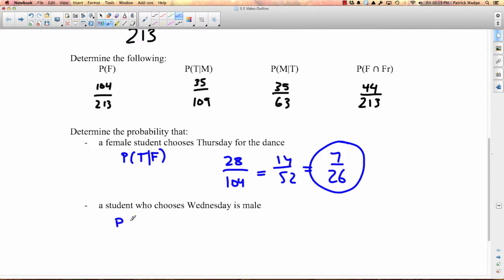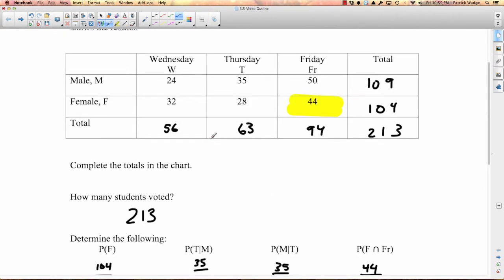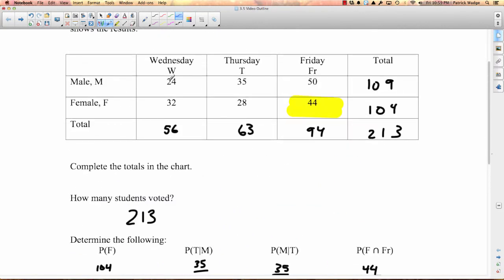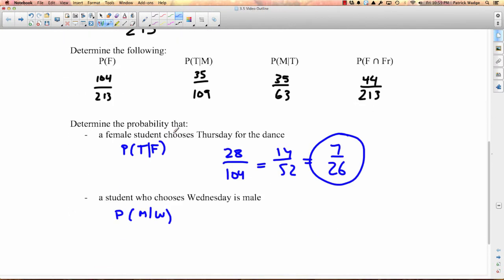So again, this is conditional probability. If it's a given that the student chose Wednesday, what's the probability that they're male? So the student chose Wednesday. So this is the only column we're interested in. It's a given that the student chose Wednesday. And what's the probability then that they are male? Well, 24 males picked Wednesday. How many total people picked Wednesday? 56. So 24 to 56.